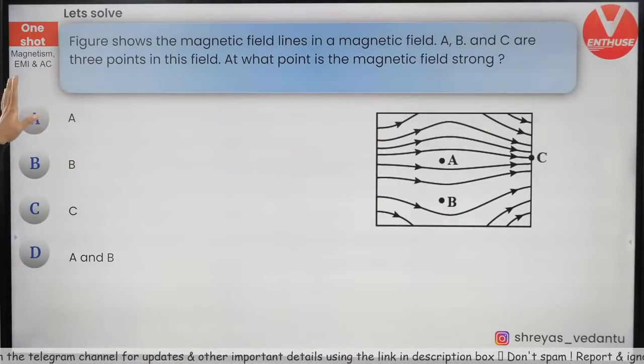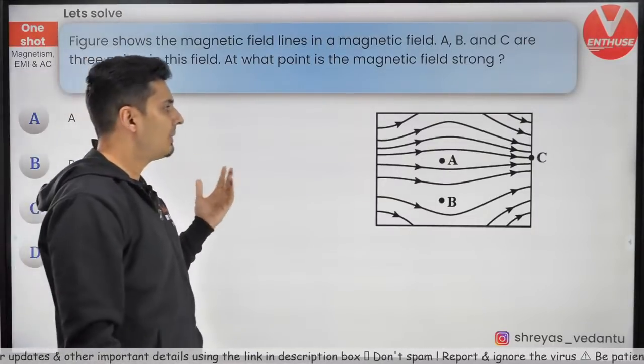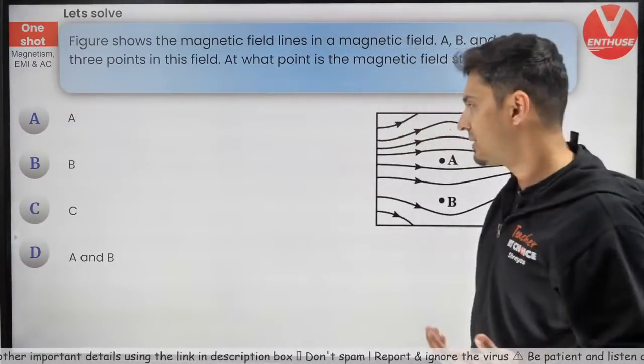This diagram shows the field lines of a magnetic field. A, B, C are the 3 points. Where do you think the magnetic field is strong out of these A, B, C points?